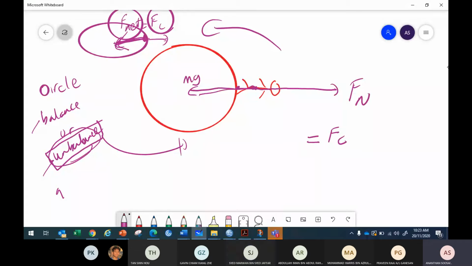So what equals Fc? Mg minus Fn or Fn minus Mg? Anyone? Because you move in a circular path, you are accelerating towards the center. That is called centripetal acceleration. You're accelerating towards the center. So Mg minus Fn is your Fc.